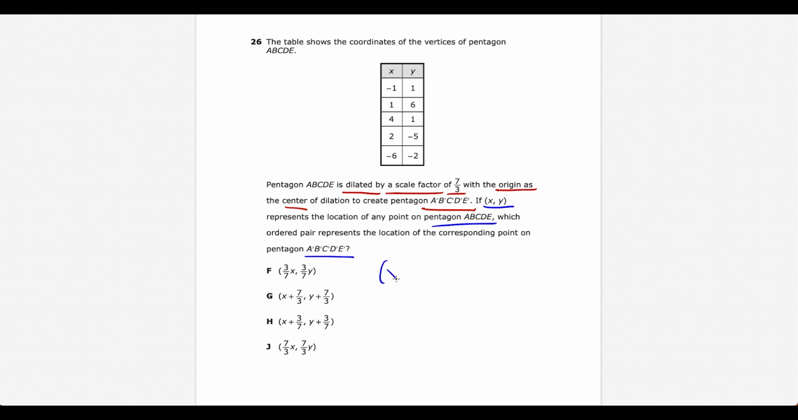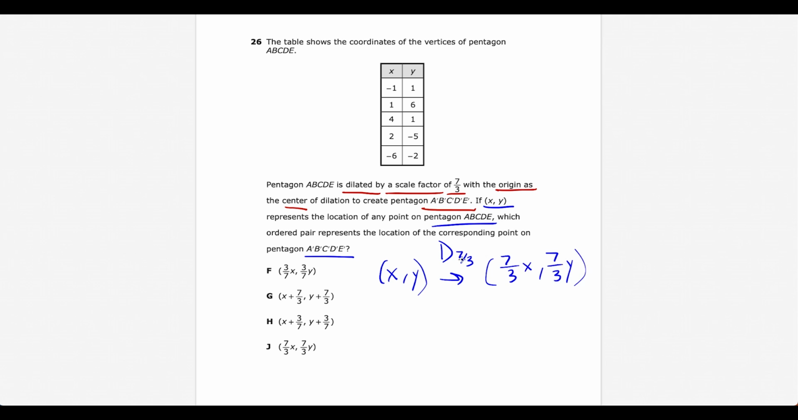So what we have to know here is that if we have some point XY on this pentagon and we dilate by a scale factor of 7/3, what we're going to do here is multiply each term in the point by 7/3. So our new point is going to be 7/3 x, comma, 7/3 y, like this.